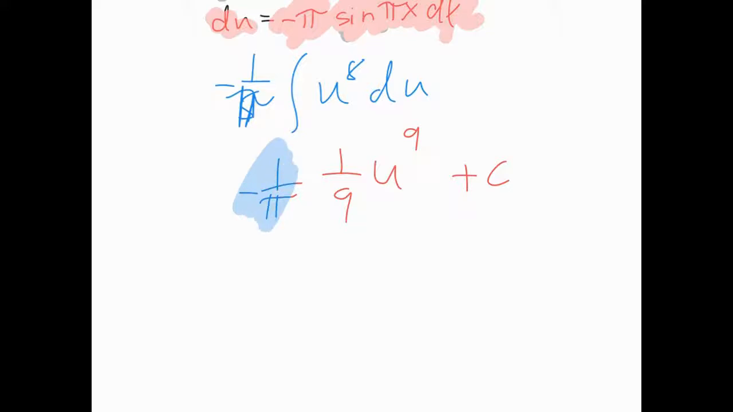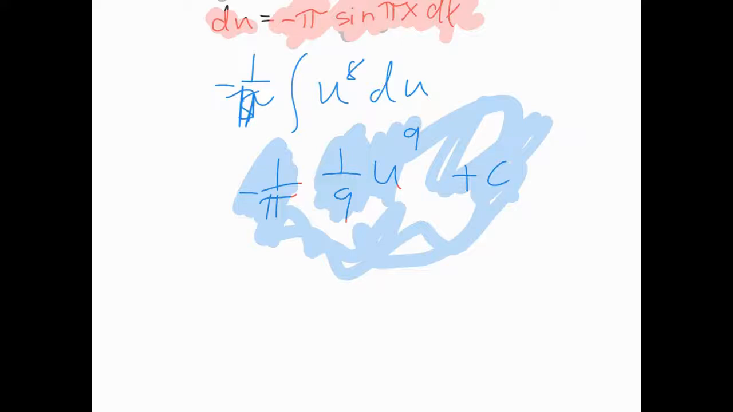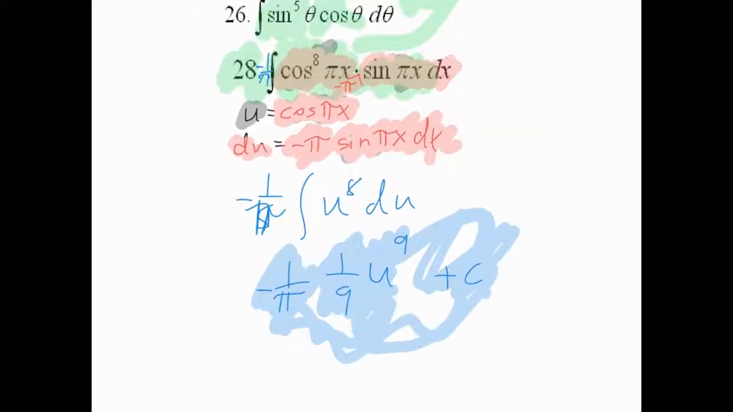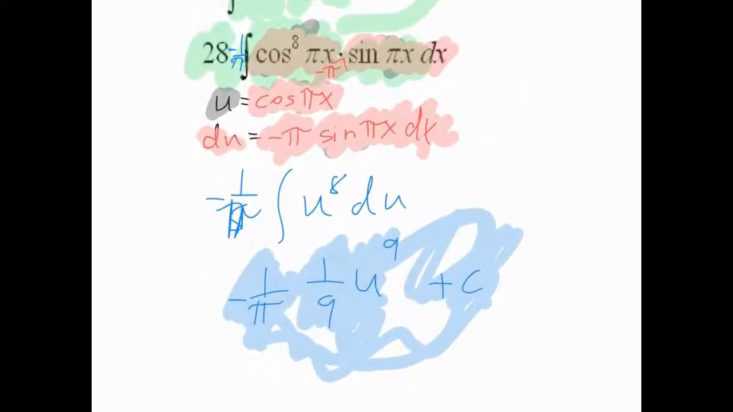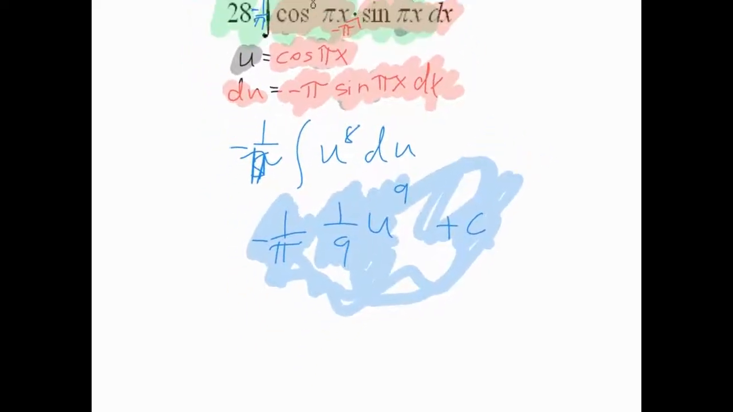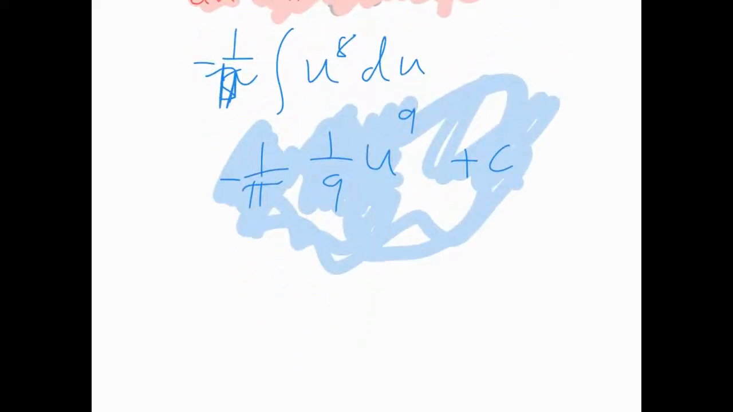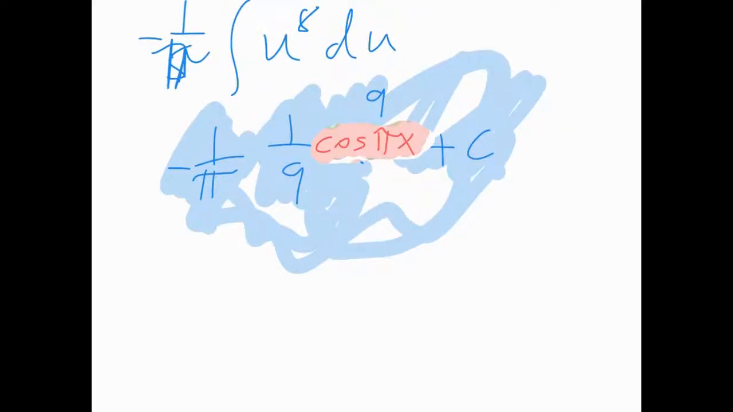Alrighty, you should have gotten negative 1/pi times 1/9 u to the 9 and then plus c. I didn't bother putting the plus c inside the parentheses, multiplying by it, then changing it to a d. Didn't feel like it. So this is good enough. Alrighty, and then plug in. We go back to see what we have. We have u being cosine pi x, right? Yeah. So let's make that adjustment. Here's some magic. Alrighty, and then wherever you saw a u, go ahead and put your cosine. That is it.